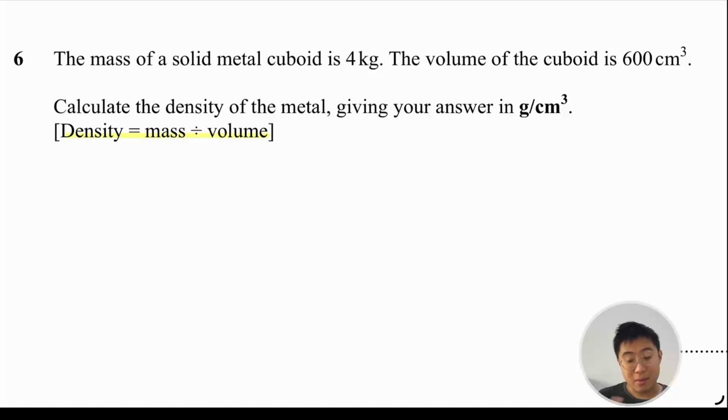So we can divide, right? Mass divide volume. But you have to be careful. We always look at the units. It says grams per cm cubed. They didn't give us grams. They gave us kilograms, 4 kilograms to be exact. So we'll take 4, we'll times 1,000. We'll get 4,000. And now that's when we can divide by the 600.